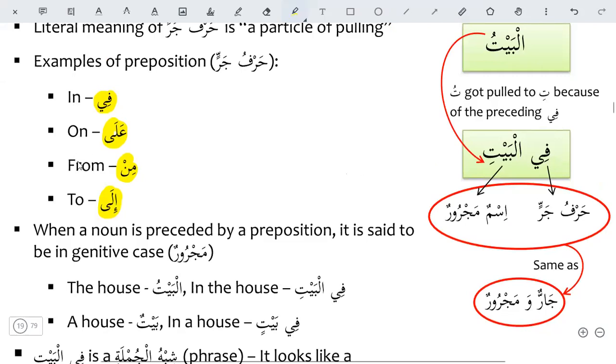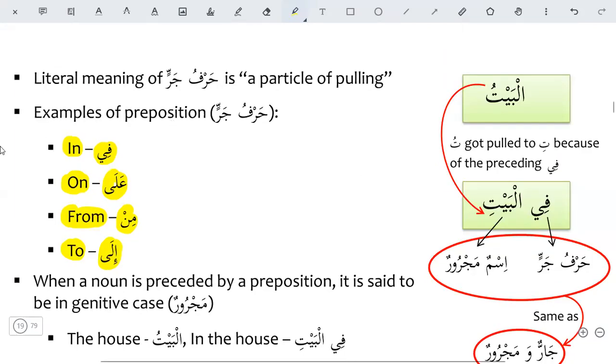In, on, from, to. In English, it is the preposition in. In Arabic, we call it harf jar fi. On the table: alal maktabi, ala. From: min. Ila: to. So these are the harf jar, or prepositions, in Arabic.